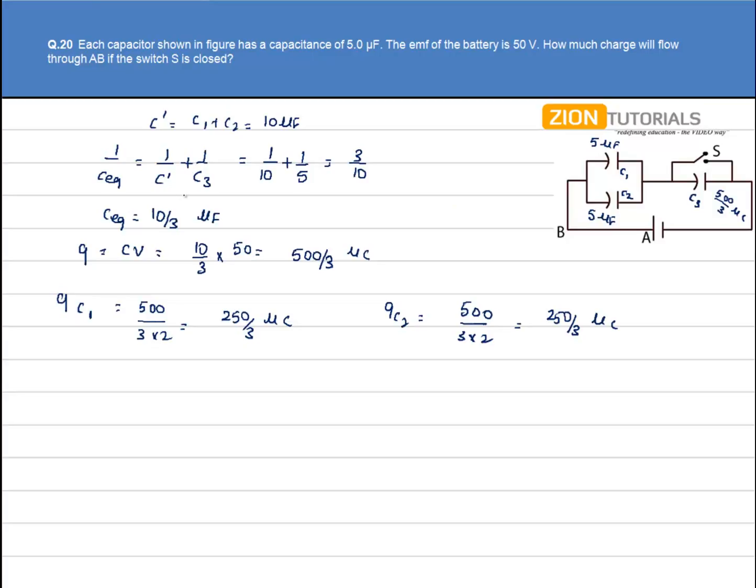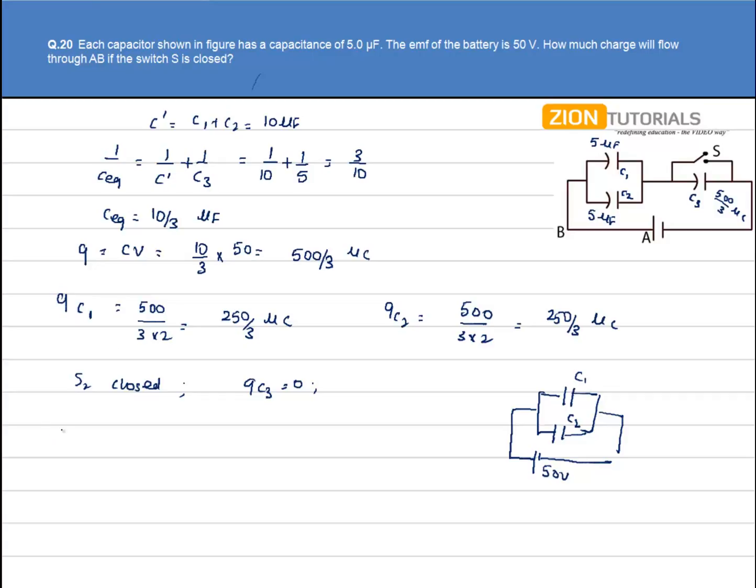Now if S is shorted, that is if the switch is closed, then capacitance C3 will be of no use because the potential across its plates is the same, so charge on C3 is 0. So the circuit will be formed as two capacitances in parallel, simply attached to a voltage of 50 volt, and these are capacitances C1 and C2.